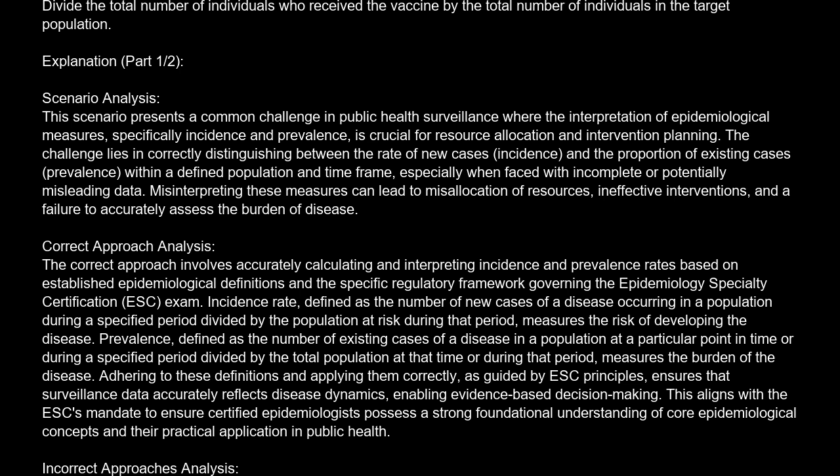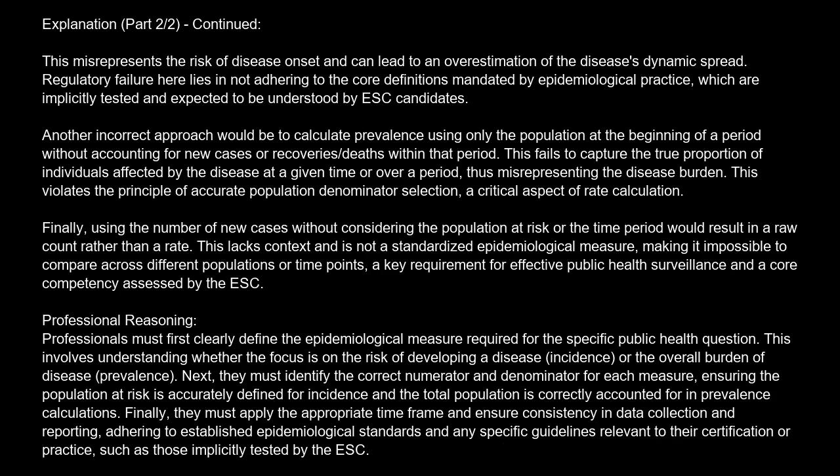Incorrect approaches analysis. Confusing incidence with prevalence by using the number of existing cases to estimate the rate of new disease development is a fundamental error. This misrepresents the risk of disease onset and can lead to an overestimation of the disease's dynamic spread. Regulatory failure here lies in not adhering to the core definitions mandated by epidemiological practice, which are implicitly tested and expected to be understood by ESC candidates.